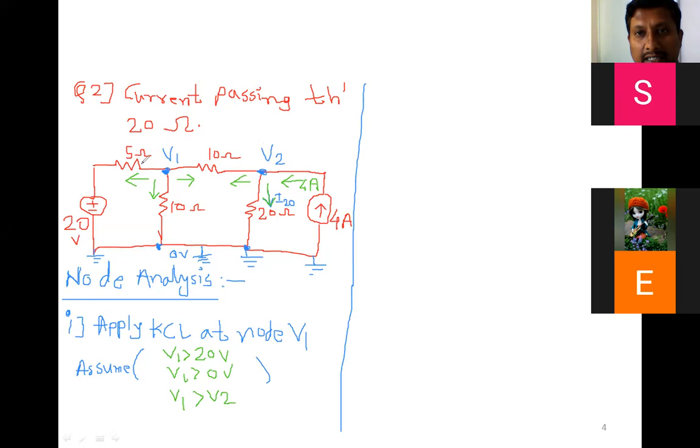V1 minus 20 divided by 5. All currents are positive because all are outgoing. V1 minus 20 divided by resistor, which is 5. Next plus V1 minus 0 divided by 10. Next V1 minus V2 divided by this 10. That is also positive. V1 minus V2 divided by resistor, which is 10.